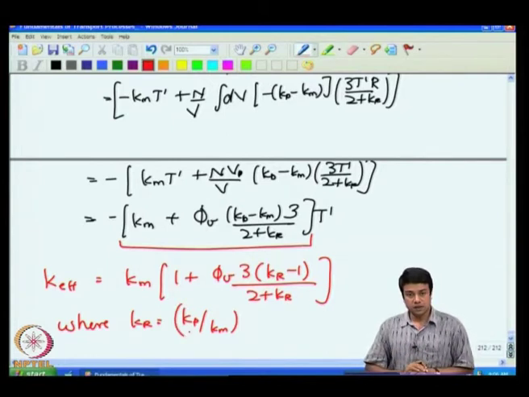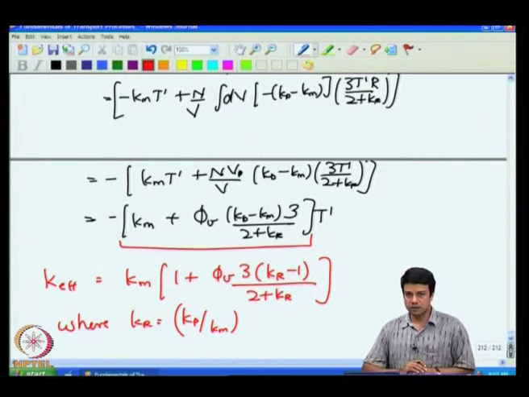So, the correction to the conductivity of the composite material is proportional to the volume fraction in the very dilute limit, because as the volume fraction goes to 0, you have to recover the conductivity of the matrix itself. Conductivity increases if the particle has a higher conductivity, because Kr minus 1 is positive. The effective conductivity decreases if the particle has a lower thermal conductivity than the matrix, because Kr minus 1 is negative.